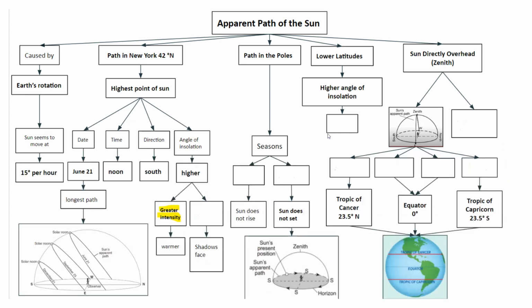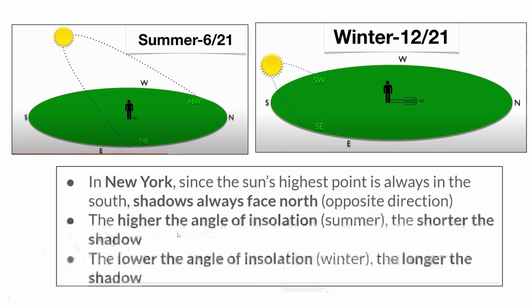Let's write this down in our note packet. So the highest point of the sun in New York is on June 21st. It's at noon. The direction of it at its highest point is towards the south, and during that time it's at a very high angle of insolation, and when we have a higher angle of insolation we have greater intensity of sunlight, and therefore it's warmer.